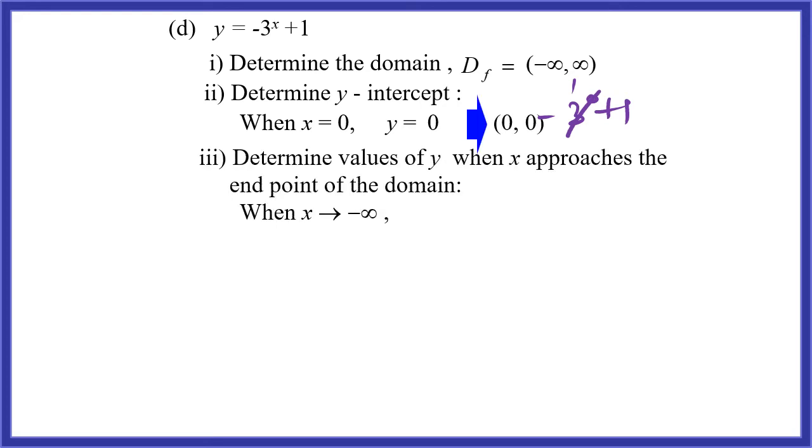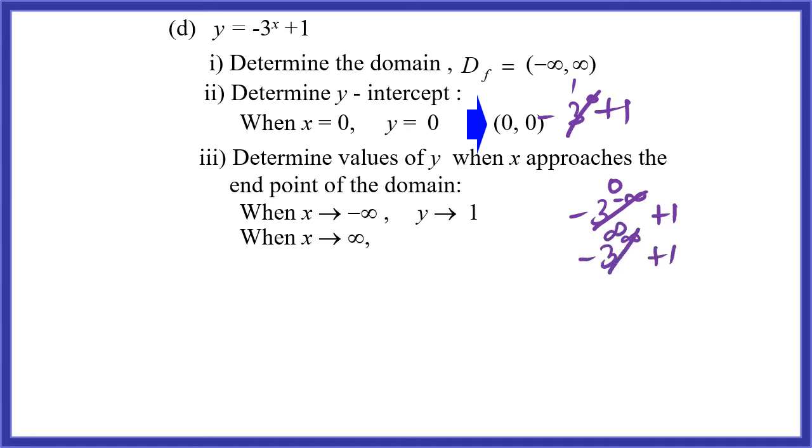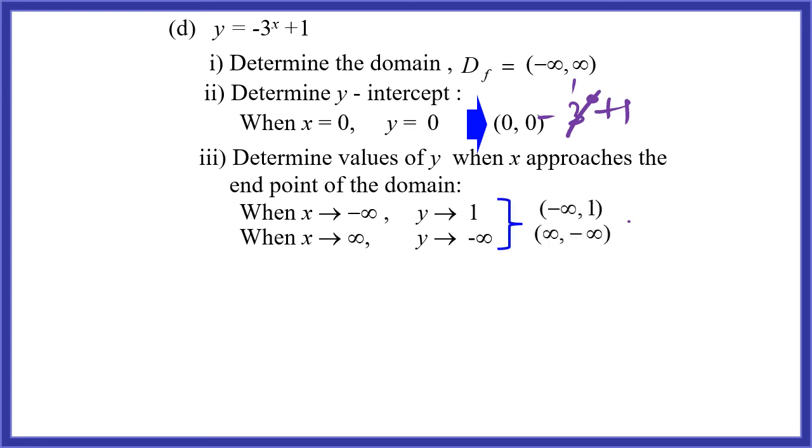When x approaches negative infinity, y approaches negative 3 to the power of negative infinity plus 1. This is 0, so y will approach 1. And when x approaches infinity, we have negative 3 to the power of infinity plus 1. This is infinity, so negative infinity plus 1 will be negative infinity. That's why we have these two points: (negative infinity, 1) and (infinity, negative infinity).